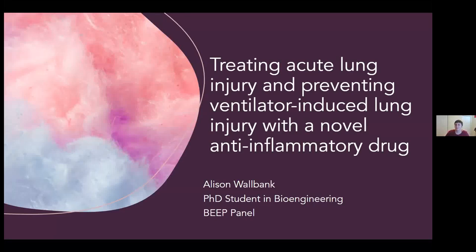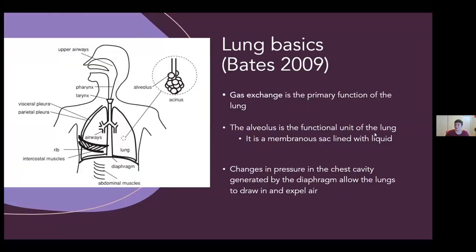Presentation. So my name is Allison, and I am a third-year PhD student in the Bioengineering Department on the CU Anschutz campus. And I study acute lung injuries and ventilator-induced lung injuries, which we will talk ad nauseum about in this presentation. And specifically, I am looking at a potential drug to treat these sorts of conditions, and it is an anti-inflammatory drug. So next slide, please, Duncan.